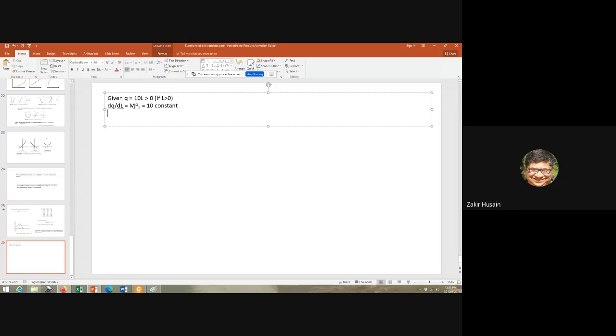Here we are getting something additional. If we increase the labor, each additional unit of labor will give the same output. It will be 10. It will remain the same. If we increase labor by 1 unit, output will always increase by 10 units. So TP will increase at a constant rate.